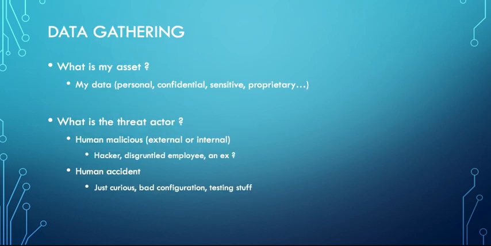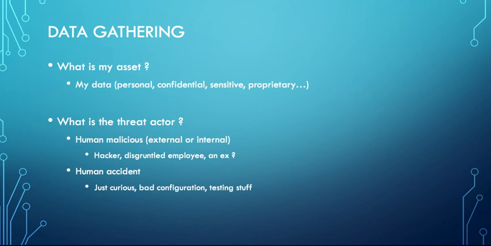This can happen. So what is the asset that I need to protect? So in this case with Synology NAS, we're going to protect the data. And it could be personal, confidential, or sensitive information, also proprietary information. What are the threat actors? For example, you could have a human malicious, it could be external or internal. It could be a hacker, a disgruntled employee, an ex maybe, you never know.